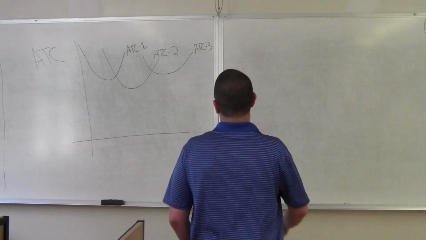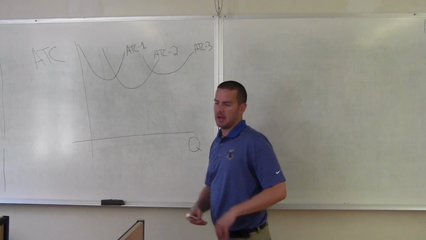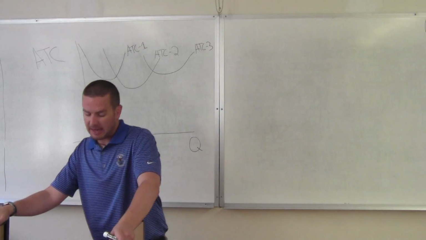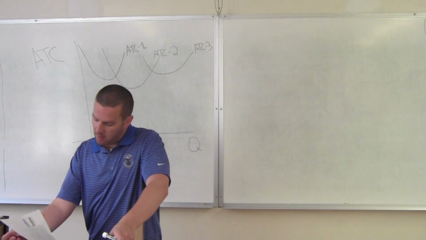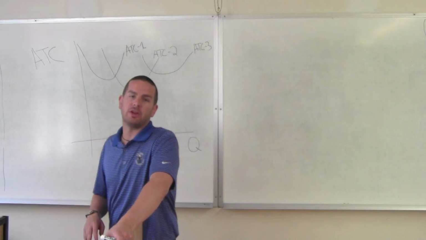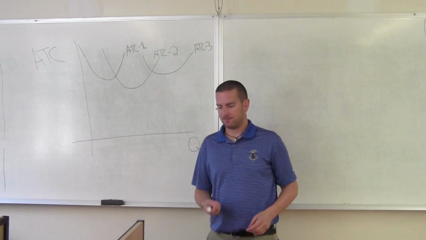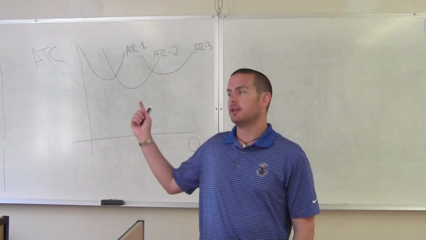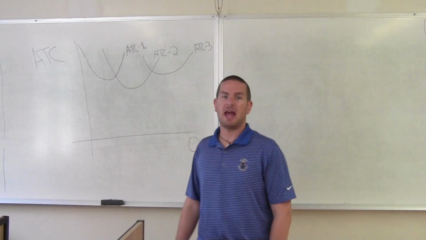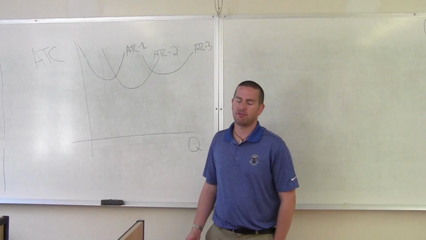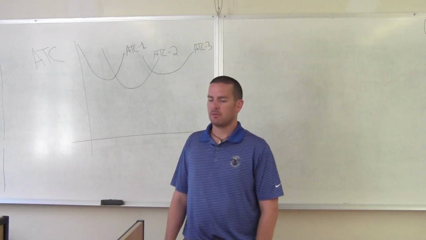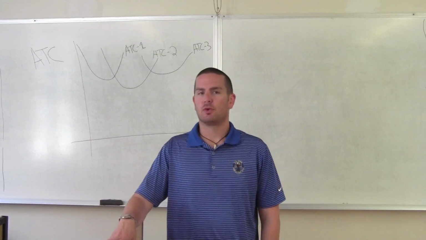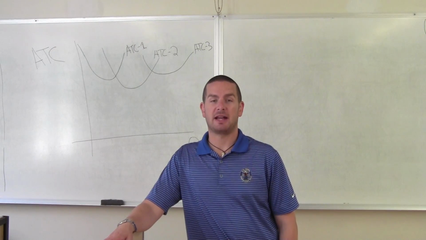Okay, so now here on the board, I've recreated the diagram on page 143 of your book, okay? And if you don't have it in front of you, that's fine. This is simply the long run average cost curve, or average total cost curve. We're going to derive that.